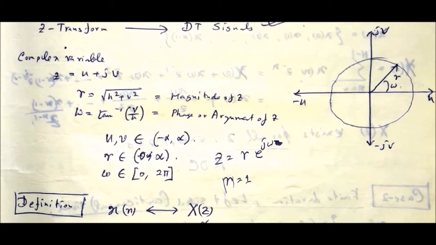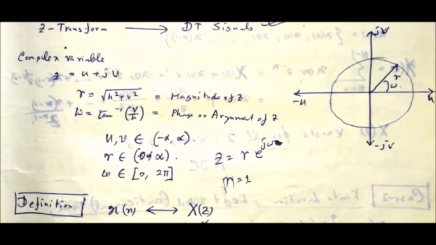Now, in the complex plane, where the vertical axis is the imaginary axis and the horizontal axis is the real axis, it is u and it is jv, and this is minus u and minus jv. This radius vector is represented by r, the magnitude of the complex variable, and the angle between this radius and the positive real axis is omega. That means the argument of that complex number.